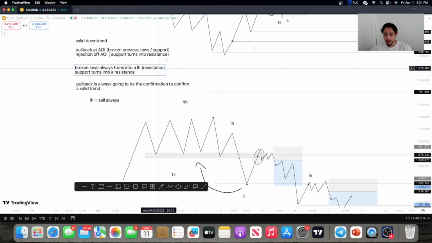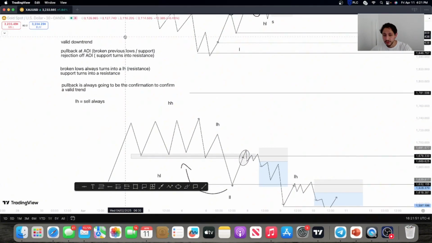So give me 1 second. Make sure you guys write this down. This is pretty much where you guys can confirm a valid trend, valid downtrend, or a valid uptrend.